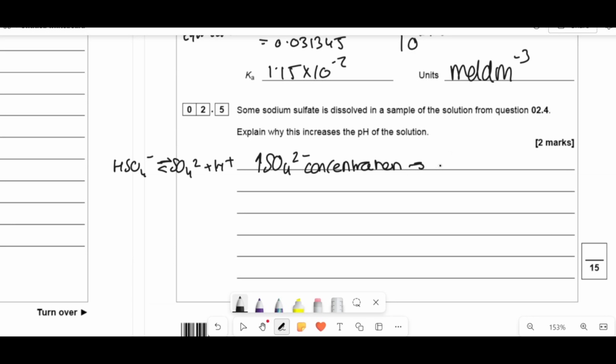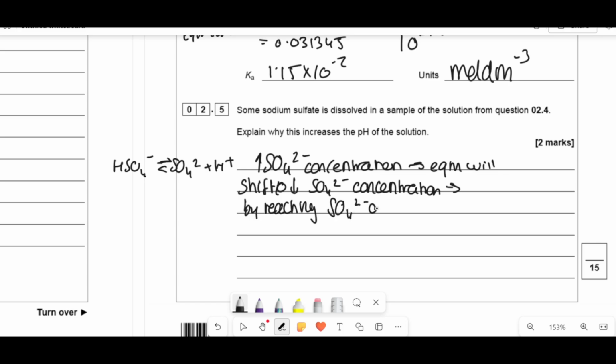So because Le Chatelier's principle says the equilibrium will counteract the change, the equilibrium will shift to decrease the SO4 2 minus concentration, and it will do this by reacting SO4 2 minus and H plus, shifting to the left. What that does is, if it's shifting to the left, H plus now drops. That decreases H plus, and therefore the pH would increase.